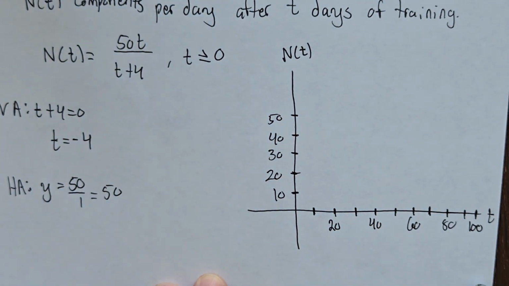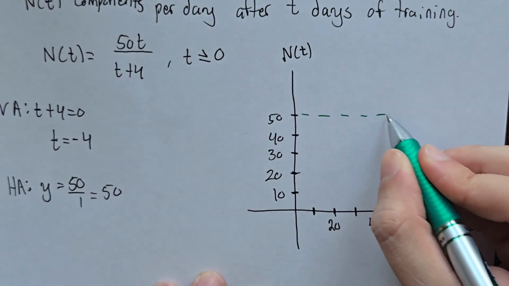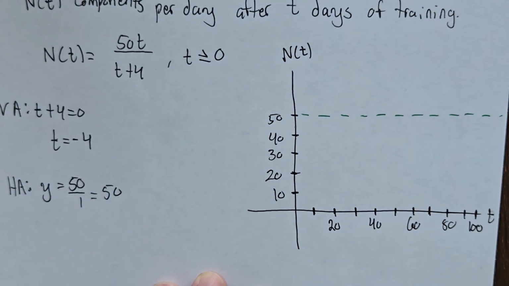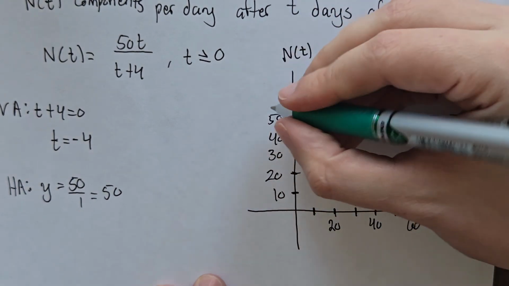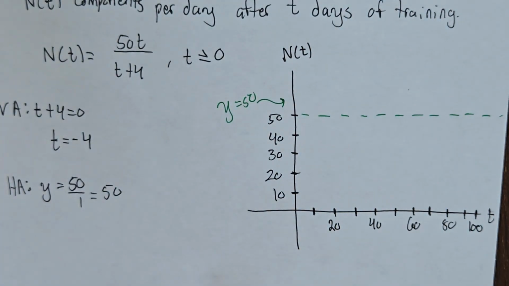And we'll add this horizontal asymptote at y is equal to 50, or in this case, n of t is equal to 50, onto our graph right here, okay? So there's our horizontal asymptote. I'll remind us what that is right here. Y is equal to 50 is our horizontal asymptote. And then for our actual function, we might include some important points on this graph.